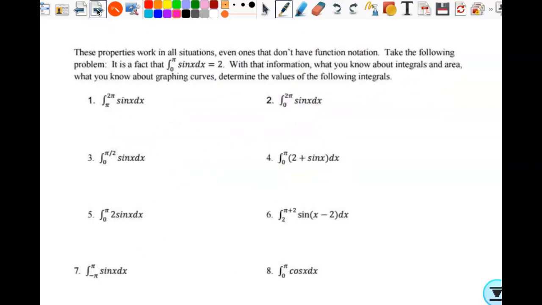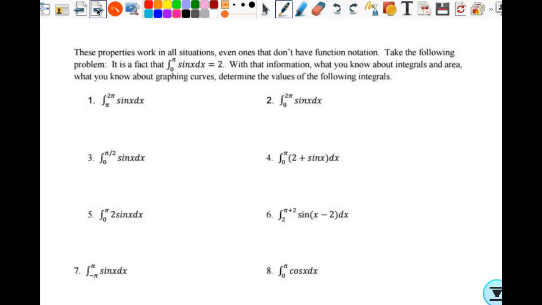All right. These properties work in all situations, even ones that don't have function notation, because that was all our function notation. Take the following problem. It is a fact that the integral from 0 to pi of sine of x dx equals 2. With that information, and what you know about integrals and area and graphing curves, determine the values of the following integrals.